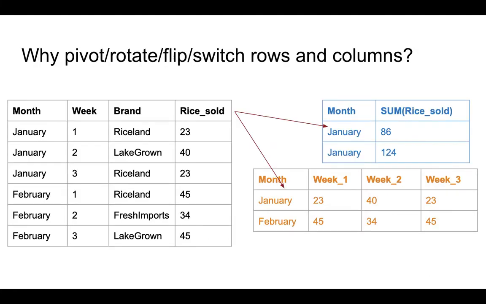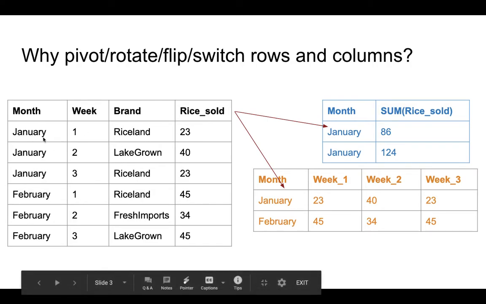So what is the reason that we need to convert certain rows to columns or convert some columns to rows? Why do we do that? The reason is it depends on what we are trying to look at. For example, in this table we can see there are 4 columns: month, week, brand and the amount of rice sold. And here, as we can see, the month is listed in row form.